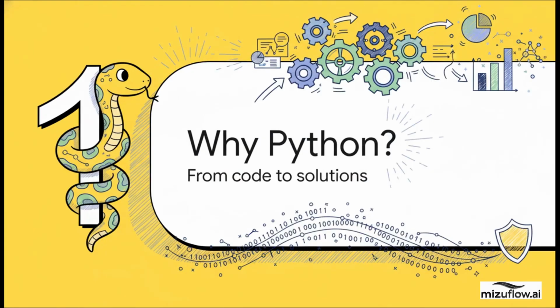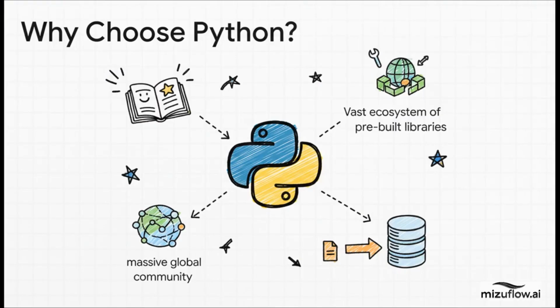First things first, why Python? I mean, with all the programming languages out there, how did this one become the undisputed champion for pretty much everything related to data? Well, it really boils down to a few key things. First off, the code itself, it almost reads like plain English. That makes the learning curve way less steep. But the real secret weapon is this huge ecosystem of pre-built libraries. Think of them as toolkits of code that other smart people have already written, so you don't have to. Add to that a massive global community that's always there to help. And you've got a tool that's not just powerful, but also super accessible.